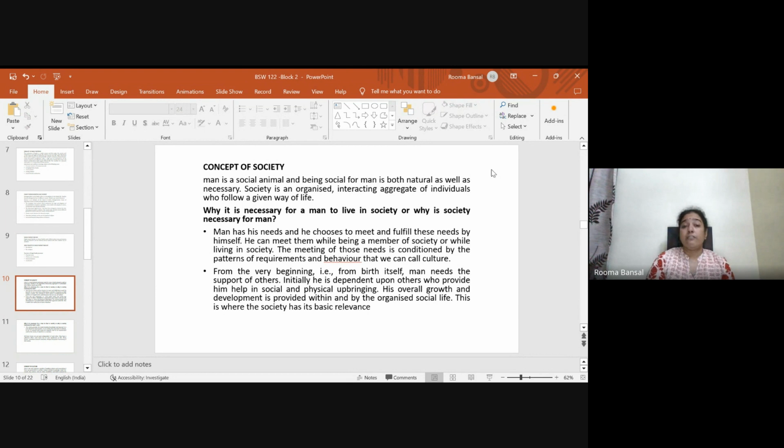Next, from the very beginning, from birth itself, man needs the support of others. Initially, he is dependent upon others who provide him help in social and physical upbringing. His overall growth and development is provided within and by the organized social life. This is where the society has its basic relevance. Again, we are talking about the same thing, that man is a social being. He has some requirements, some needs, which are fulfilled by or supported by others.